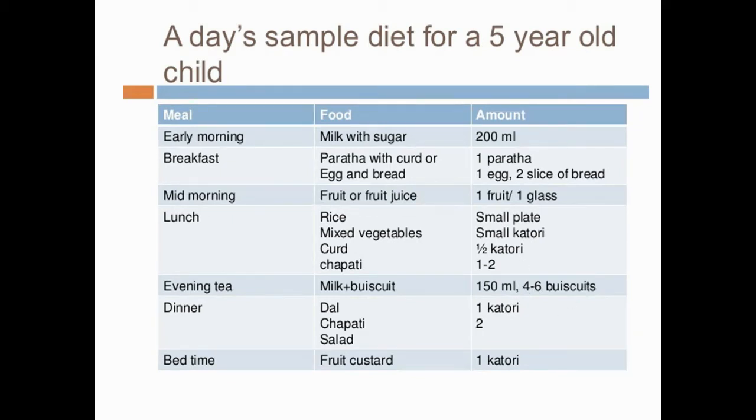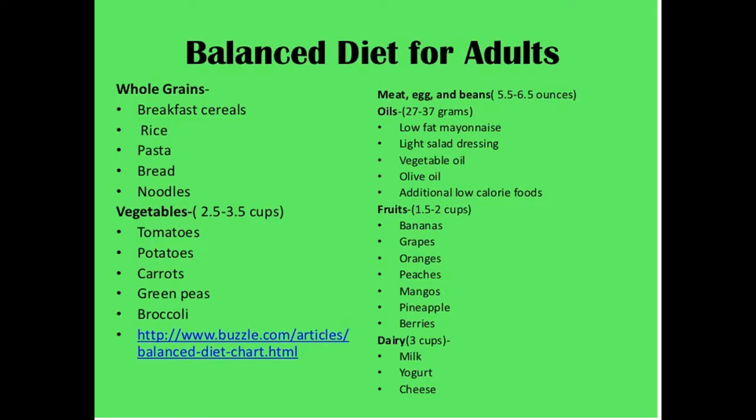Next is dinner. For dinner, you should take dal, chapati, and salad. At what amount? It will be one katori or two katori, one katori minimum, and then chapati, which will be two. Bedtime: before going to bed, you should have a fruit custard or one katori. This is for a child, and now this is for adults.